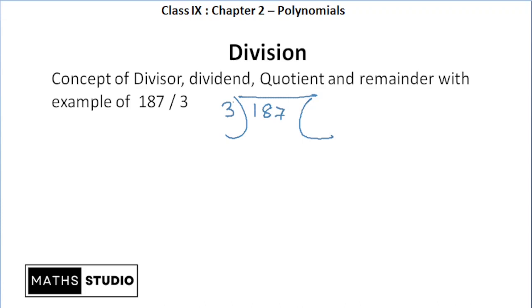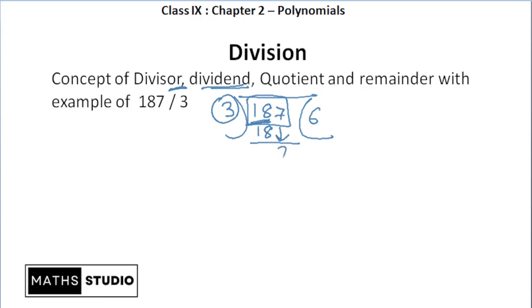Okay, here, the divisor. What is the divisor over here? 3. The one which is dividing. Dividend is the one which is getting divided. Now the quotient, let us see. So 18. How many times does 18 go in 3's table? 6 times. Okay, 18. After that, there is a 7.